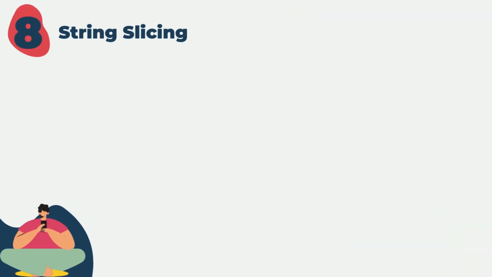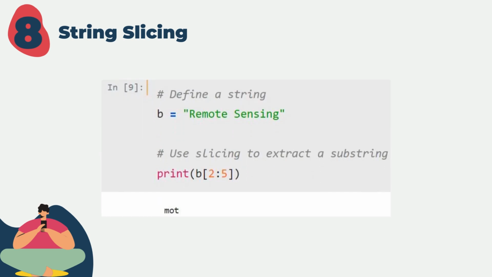In Python, you can extract a portion of a string using slicing. Here's an example. In this example, we use the indices 2:5 to slice the string b. The result is the substring from index 2 to index 4, excluding index 5, which is MOT.